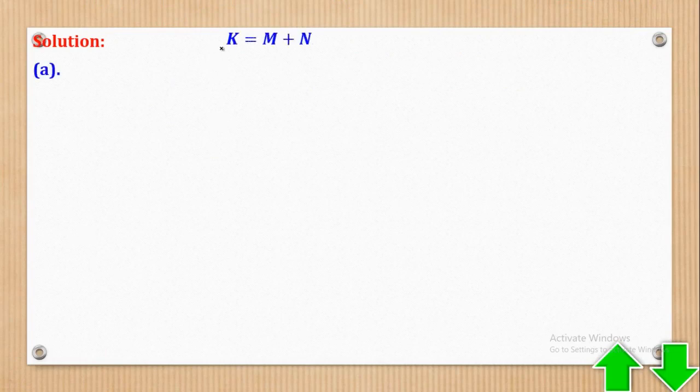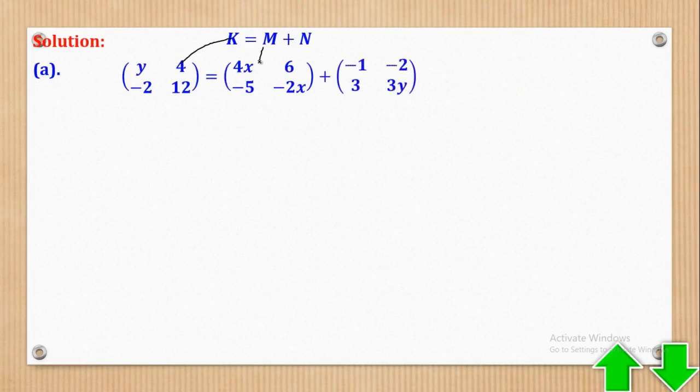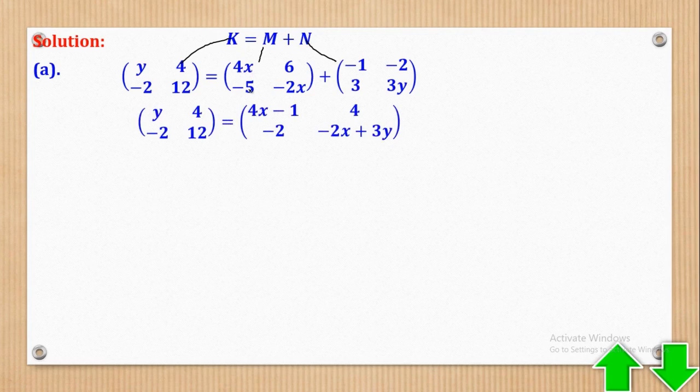So I told that k is equal to m plus n, so I'll come and substitute for k, for m, and for n. Then I'll simplify this, adding these two matrices. This plus this gives me 4x minus 1. This plus this gives me positive 4. This plus this gives me negative 2. This plus this gives me negative 2x plus 3y.